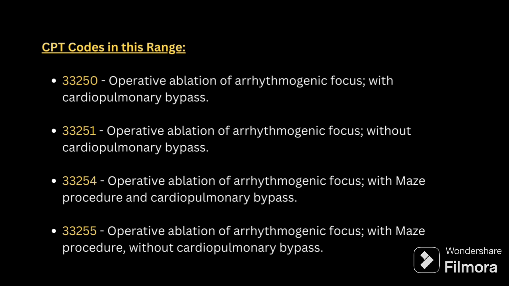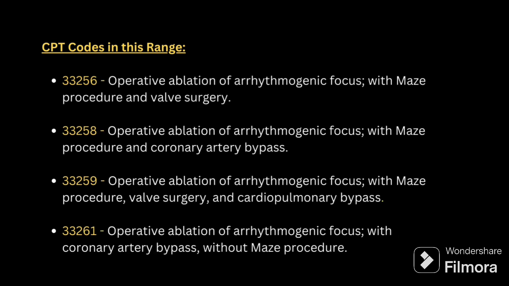The CPT code range for this is 33250, 33251. These two are operative ablation with and without cardiopulmonary bypass. 33254 and 33255 are with a maze procedure, with cardiopulmonary bypass or without cardiopulmonary bypass. And 33256, 33258, 33259, 33261.